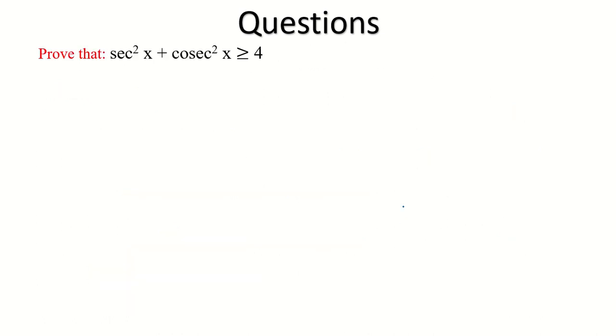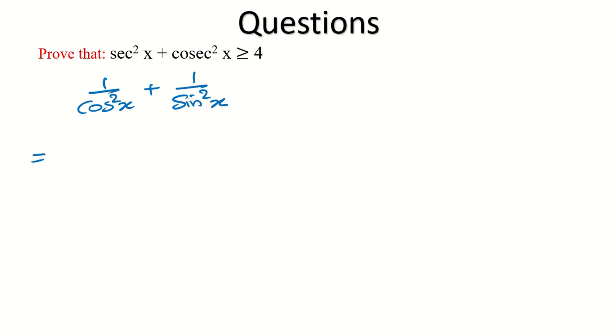Next question can be sec square x plus cosec square x is greater than or equal to 4. We have to prove this thing. So how can we prove this thing? See, it's very easy for us. How? Sec square x can be written as 1 upon cos square x, and cosec square x can be written as 1 upon sine square x.